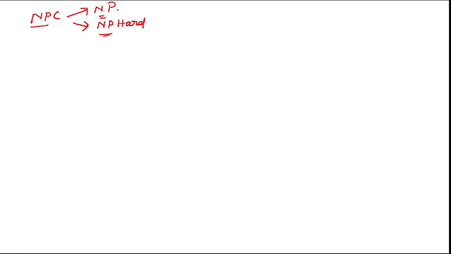So for the first condition, clique is in NP, what do you show? First one is to prove that clique is in NP set. For that, what we will do?